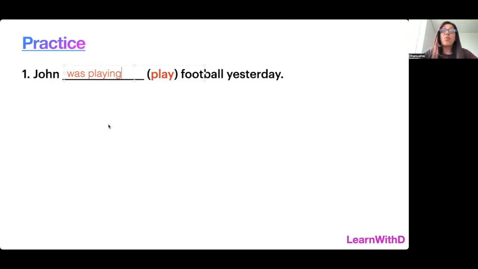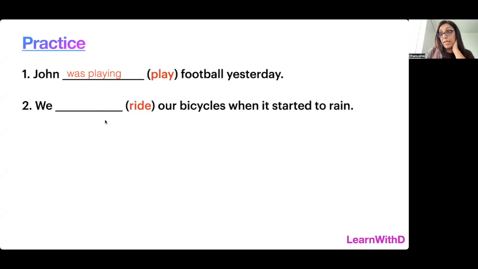That's right, John was playing football yesterday. So playing football is not something that happens in just a second, right? It happens for a period of time. So John was playing football yesterday. And why are we using was? Because John is a he. The verb to be in past tense is was. And then we have the continuous verb, which is playing. So John was playing football yesterday. All right, let's look at the second sentence.